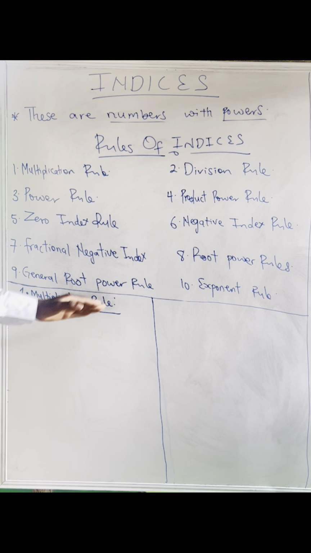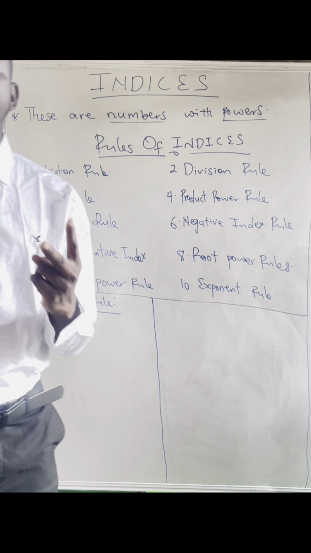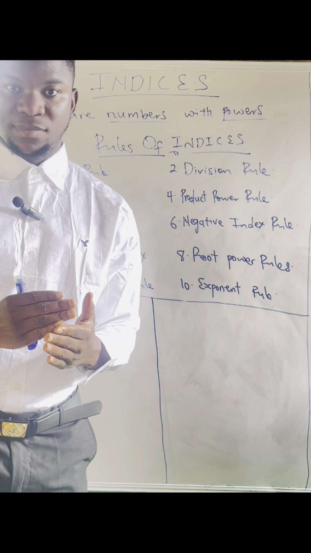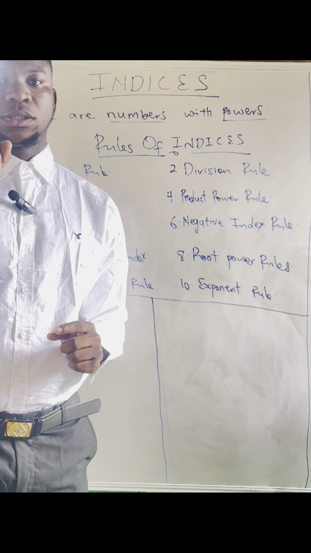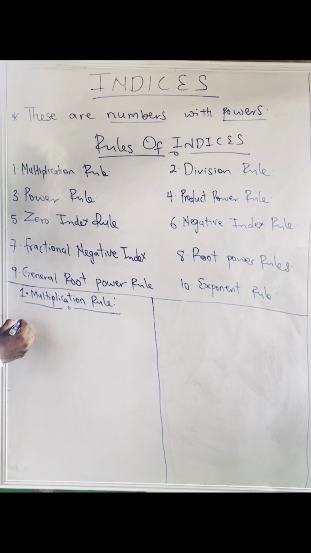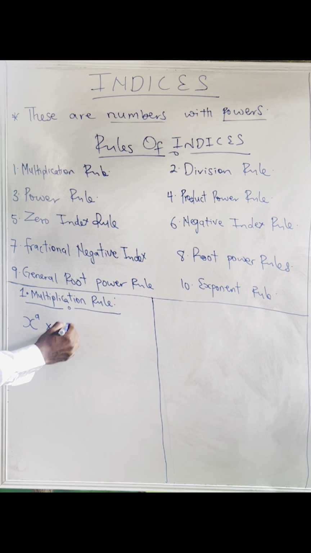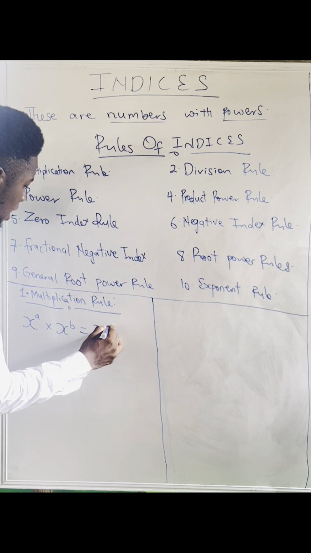So let's start with the first one, the multiplication rule. What is the multiplication rule stating? The multiplication rule is stating that if you have two numbers that are the same and they have powers, we can make these two numbers to be one. Then the multiplication will change to addition. So guys, for example, let's say we represent the number as x. If you have x raised to power a multiplied by x raised to power b, you're going to say that this is the base number, this is the power. These base numbers are the same, so we can make this base number to be 1. Then this multiplication will change to addition. So this can be written as x raised to power a plus b.